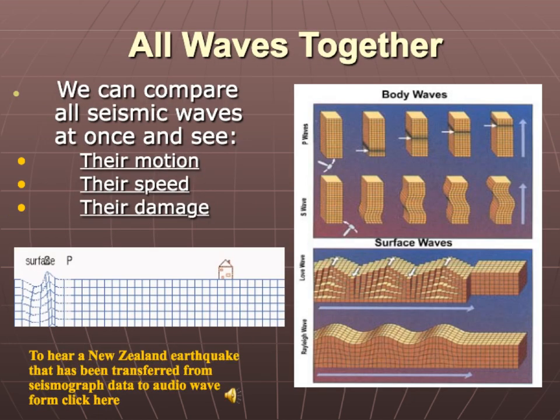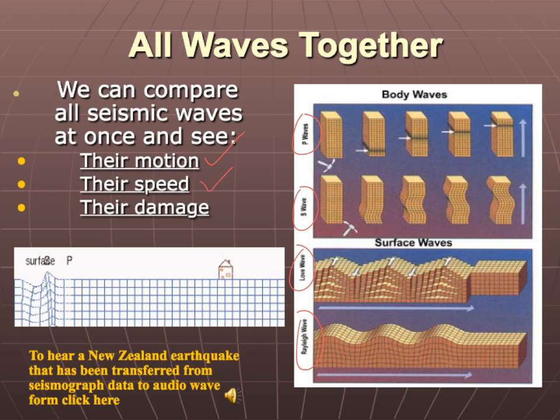So when you compare all of them, body waves versus surface waves, and then specifically P waves, S waves, L waves, R waves, it's important to distinguish and contrast their motion. Remember, P wave is a push-pull, S wave is a shearing side-to-side, L wave is a lateral left-to-right along the surface, R wave is a rolling, almost like an ocean wave.